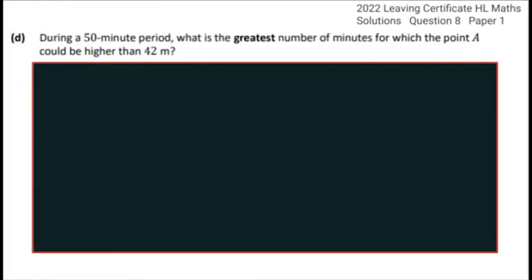So during a 50-minute period, what is the greatest number of minutes for which point A could be higher than 42 meters? So 50 minutes is considerably more than one cycle, as each cycle is 6 minutes. So we could divide 6 into 50, but there's another specification here. We need to get the greatest number of minutes. So we can move the time interval to maximize it. So let's see how we can do that.